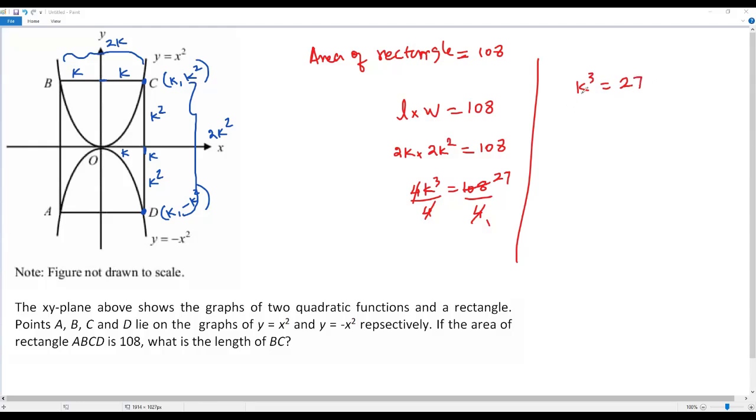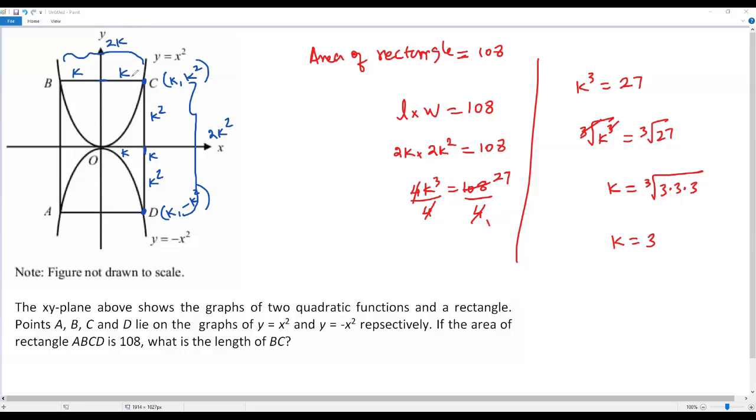Since my aim is to solve for k, I have to get rid of this cube. For that, I'm taking the cube root on both sides. The cube root of k cubed equals the cube root of 27. So the cube root and cube will cancel, and I'm just getting k. This 27 can be written as 3 times 3 times 3. In a cube root, for every 3 same numbers multiplied inside the cube root, one number will come out. Here we have 3 multiplied by itself 3 times, so 1 three will come out. Now I got the value of k. k is equal to 3.